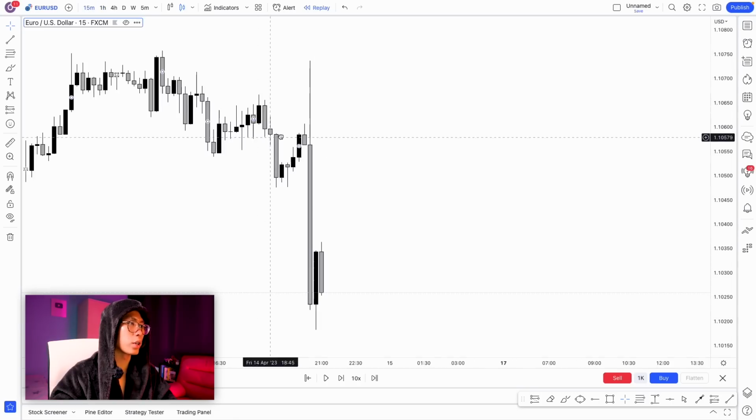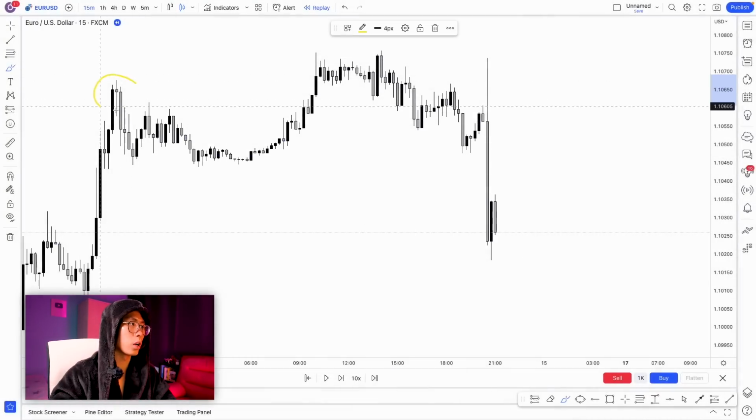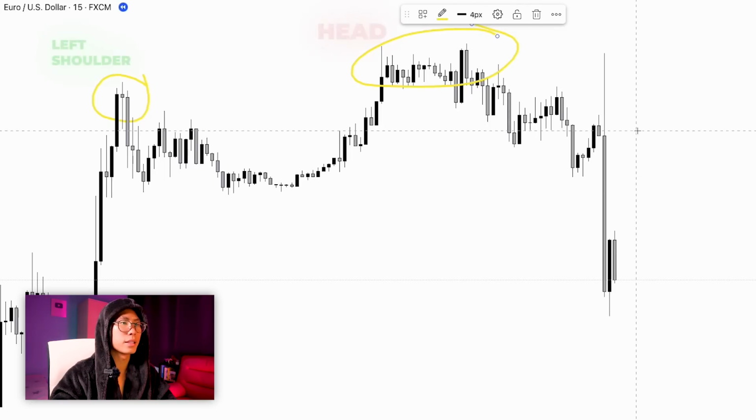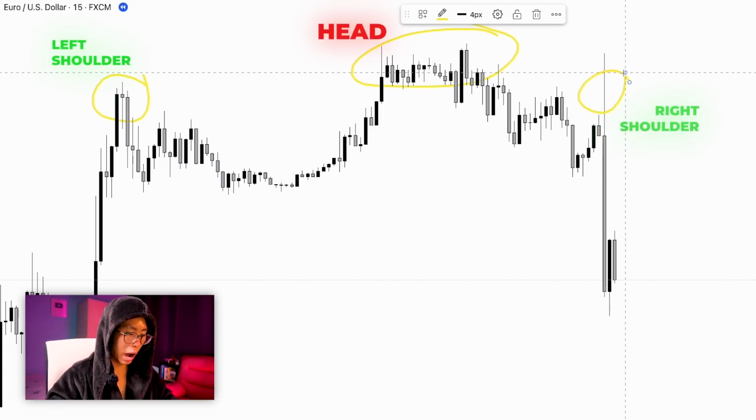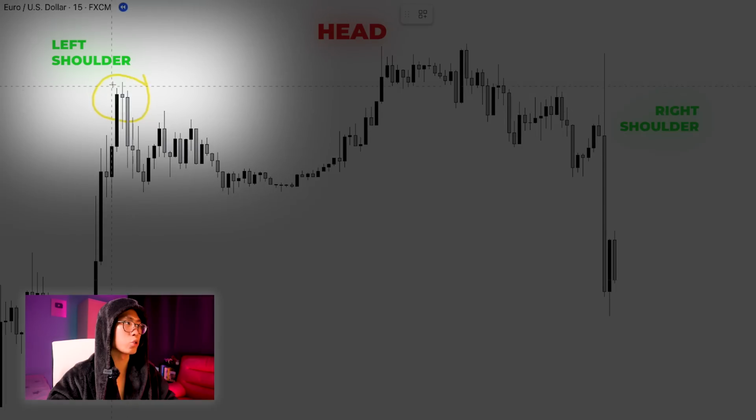So in this case, as you can see, we have a very beautiful heads and shoulders right here. You can see this is the left shoulder, this is the head, and then this is the right shoulder. So how I will trade this is that I will wait for price to get to the left shoulder, right?